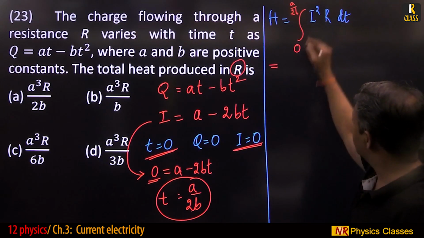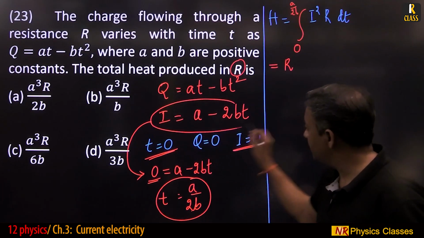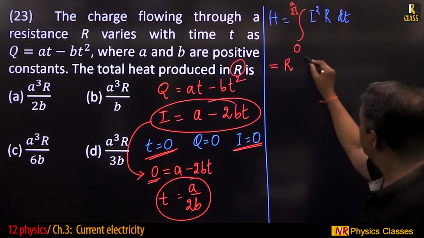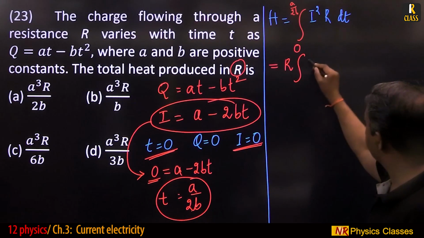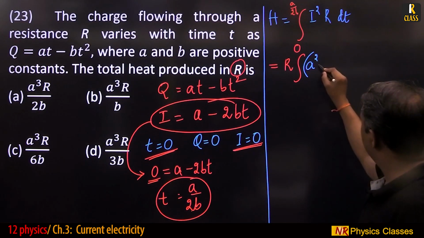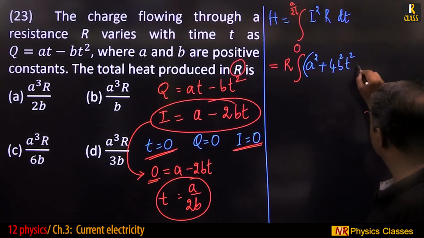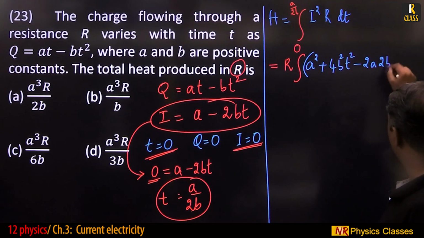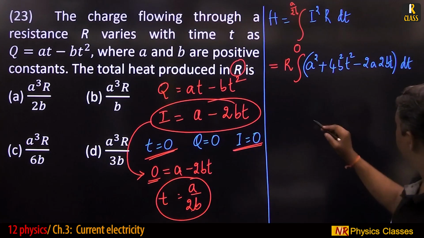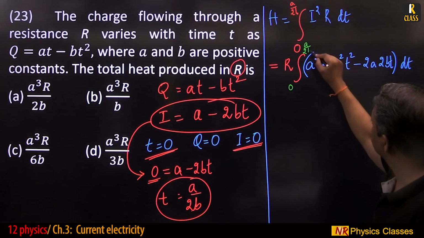Now we have to solve this. Let me keep R outside. Here is I square integration: A square plus 4B square t square minus 2 into A into 2Bt, into dt. Of course, limits are from 0 to A by 2B.